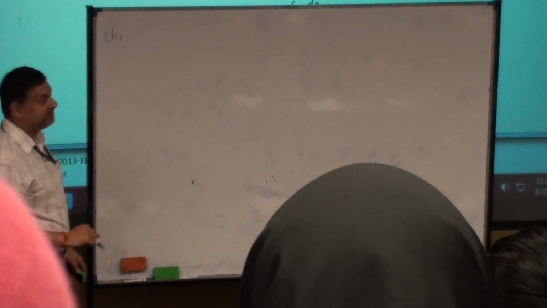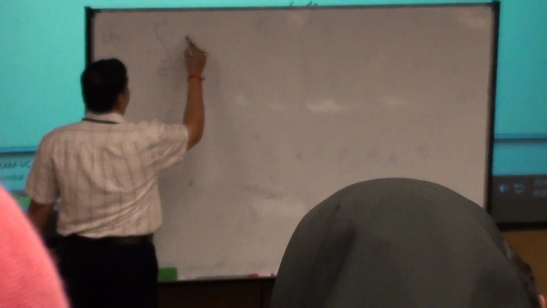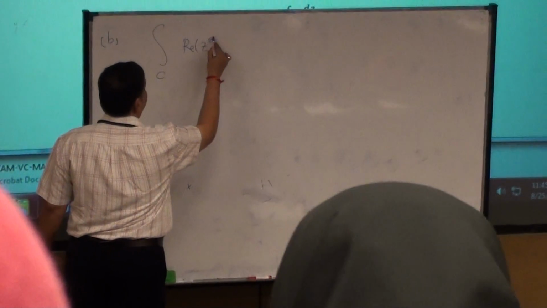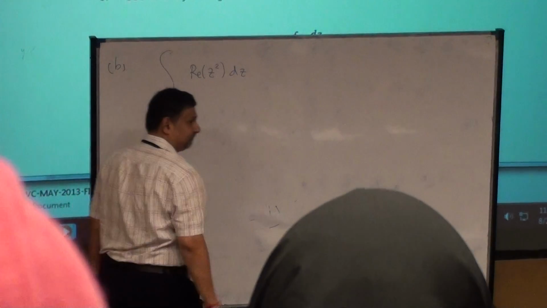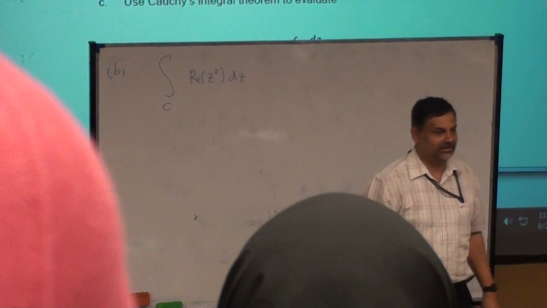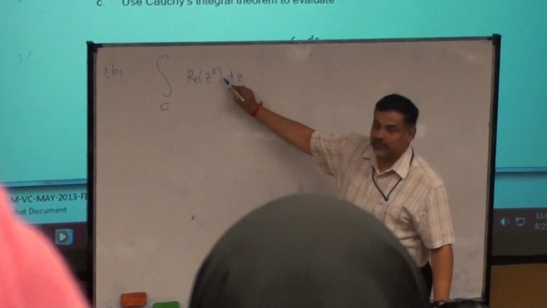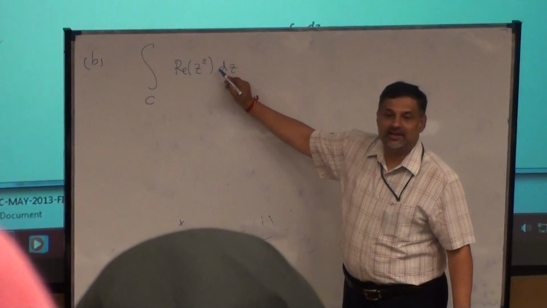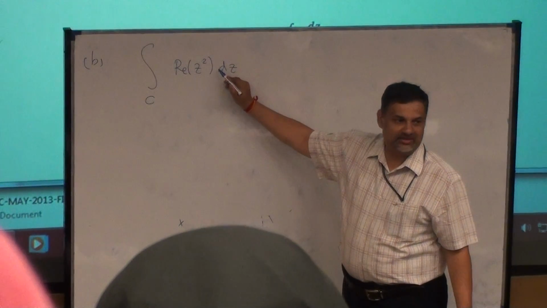Part B, evaluate the line integral in the complex plane. So you have the integral over C of the real part of z squared, dz. So this is just like a vector. Here you have the complex multiplication instead of the dot product. That's all it is.